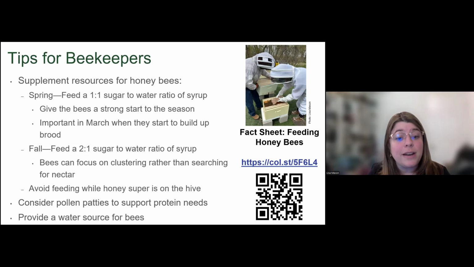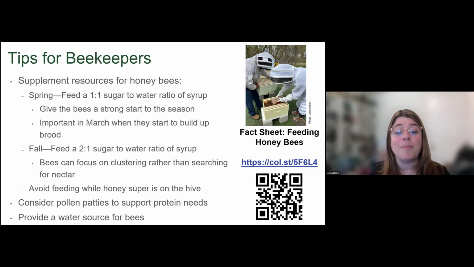And you'll want to also consider pollen patties to support the protein needs for those bees. When they don't get enough protein for their development, they actually turn out to be poor communicators, meaning they can't tell their sisters where all the good flowers are. And ultimately that can lead to low hive health, and maybe even that hive might not even make it. So you want to make sure that your bees are getting enough protein. So pollen patties are a great idea.